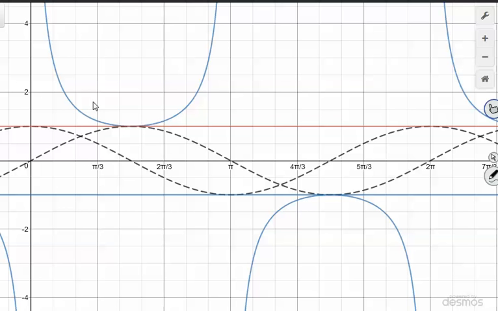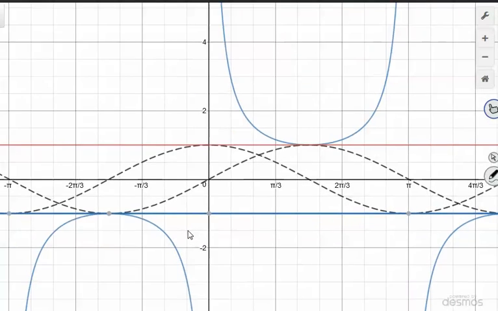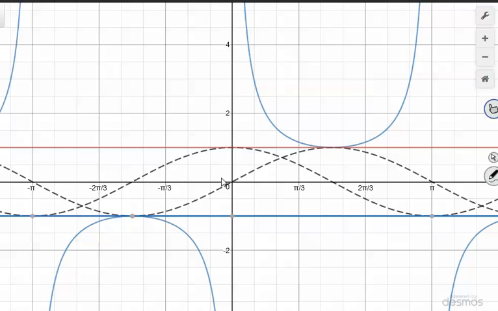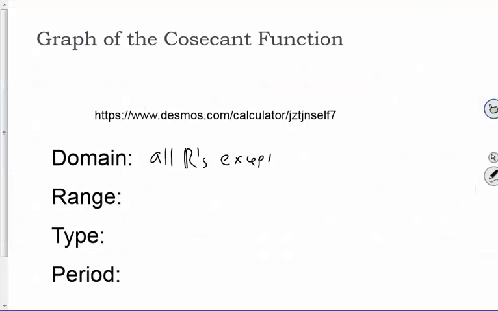What type of function is this? Is it even or is it odd? Well, it looks like it could have rotation symmetry. Like, I can't fold it. If I go to the left a little bit, you can see that it's not reflection, it's rotation symmetry. So that makes it an odd function.